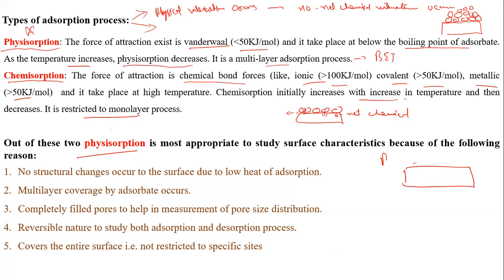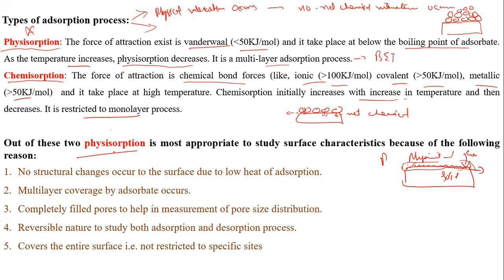It means if I have a solid and I have to analyze the surface features of this solid, then I have to use this physisorption process. Because in physisorption, there is no net chemical interaction between the adsorbate and the adsorbent. It means there is also no structural change taking place. That's why I only physically adsorb some gases here, and after adsorption, I can easily remove these gases from the solid surface. That's why physisorption is an important adsorption process to study the surface characteristics of any solid.